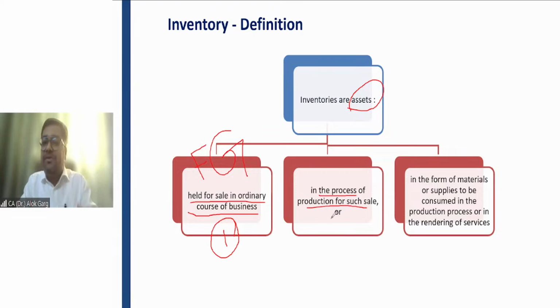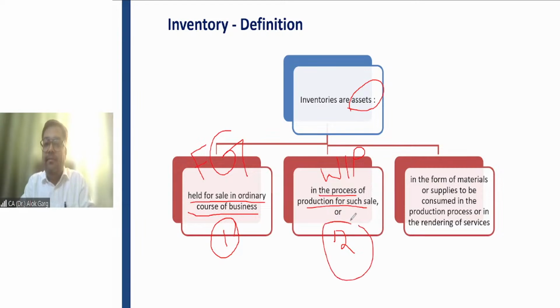So in the process of production for such sale, on 31st March, whatever efforts Tata Motors has taken, whatever raw material is there, everything has not been converted into a car. They are in the production of completion, which is known as work in progress. So inventories are assets which are also in the process of production for such sale, meaning work in progress. So this is number 2.